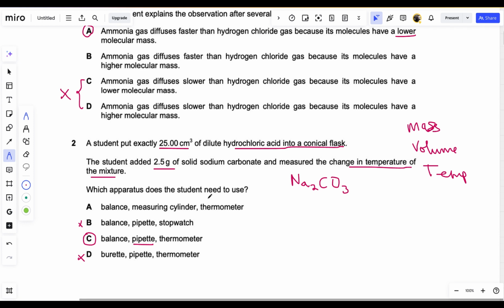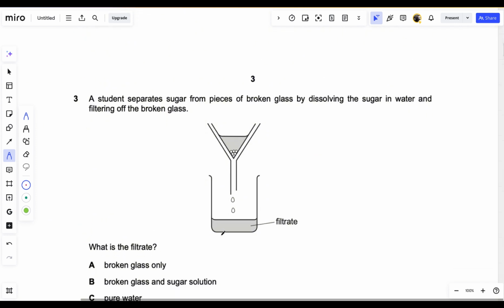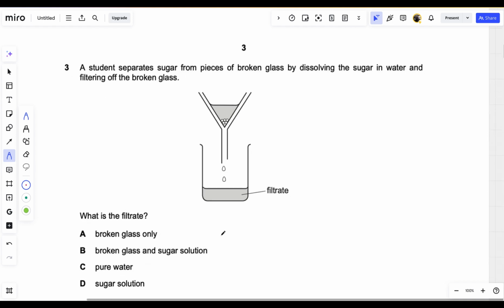Volume of liquid, yes, we normally use a measuring cylinder. But here you're talking about acid and alkali, so we use pipette and burette. Anytime they measure acid, it's always better to use pipette or burette. Burette is used basically for measuring the acid and pipette for the alkali. Okay, so that's for that. So C is the most absolute answer for this question.